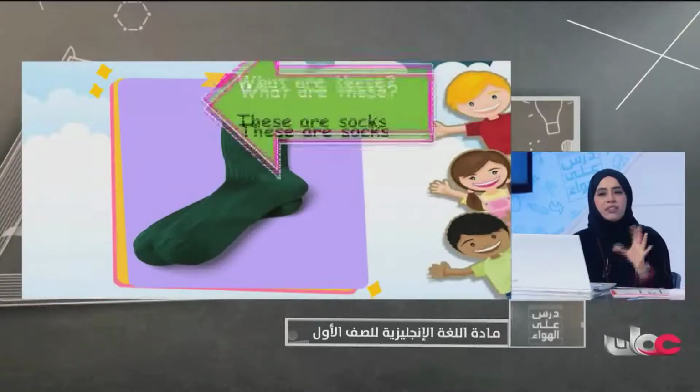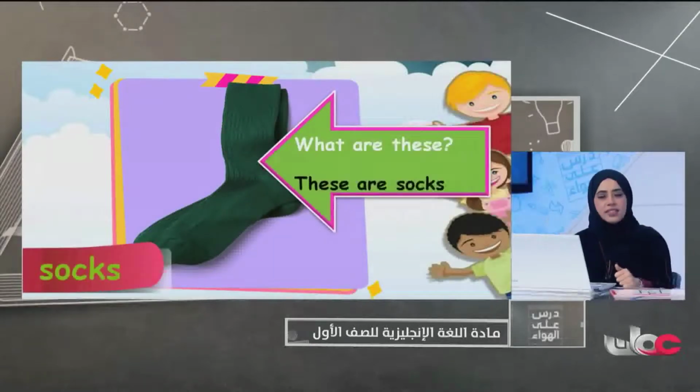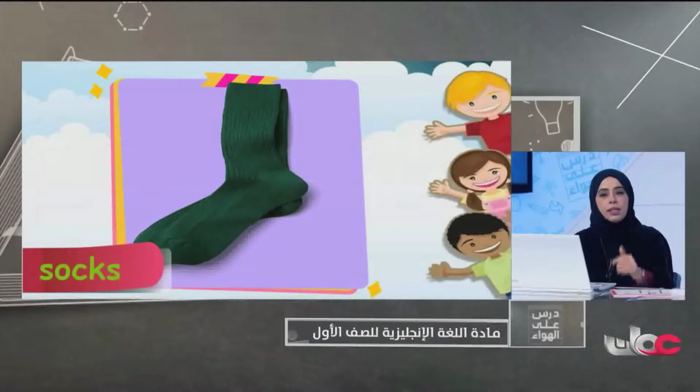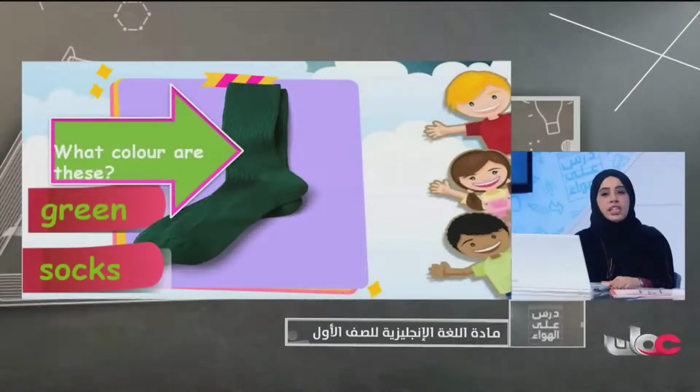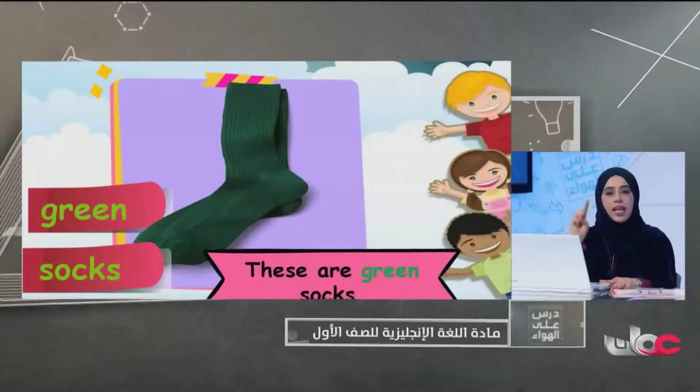Let's move on. What are these? Very good. You keep saying socks. Try to say a good sentence. These are socks. What's the color? Can you please tell me? Very good. Green. Now let's say a good sentence about this picture. We are going to say, these are green socks. Again, these are green socks. Repeat the sentence.